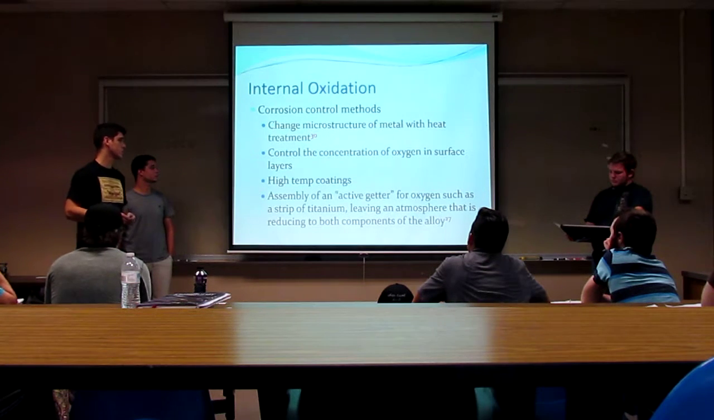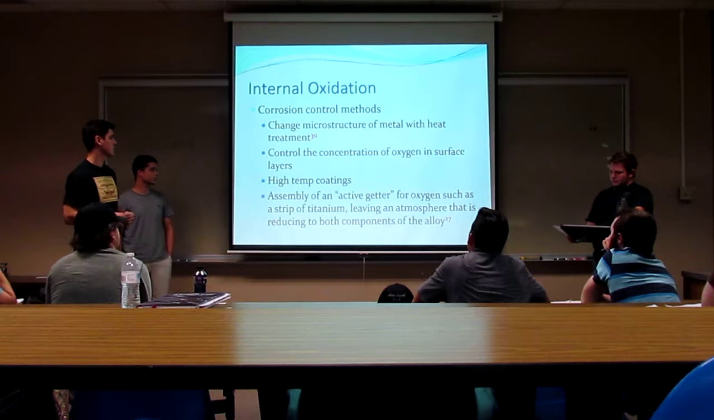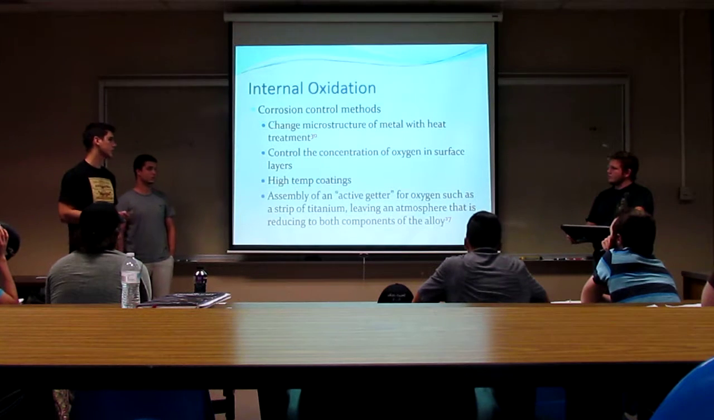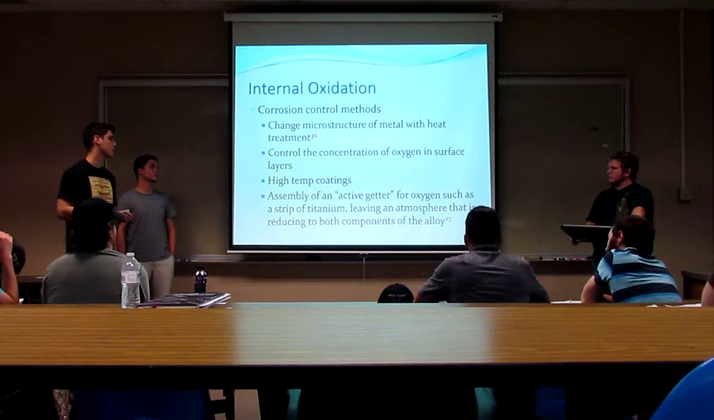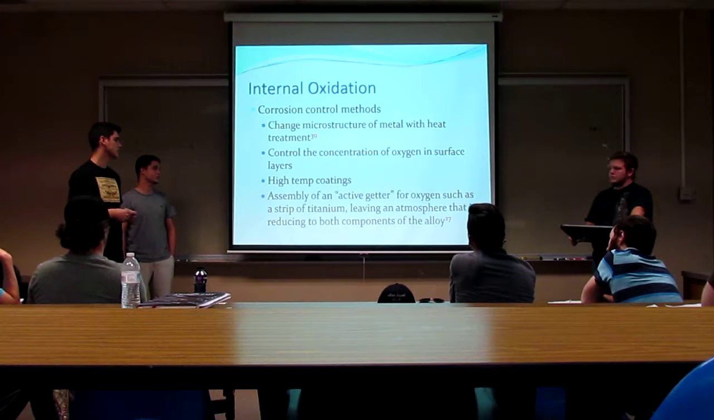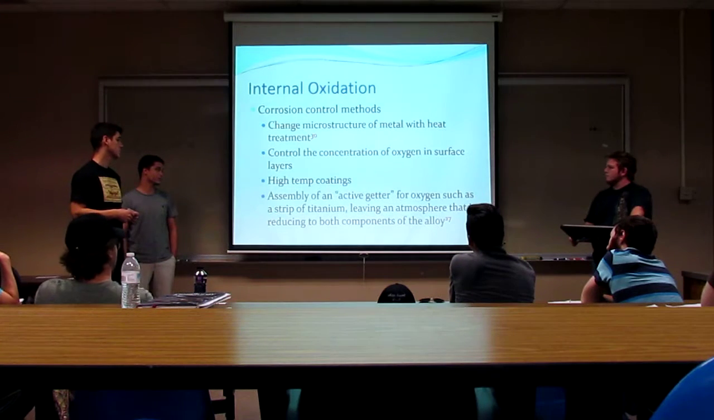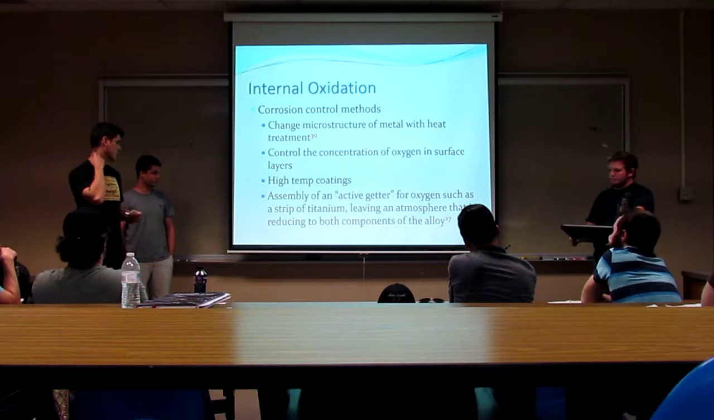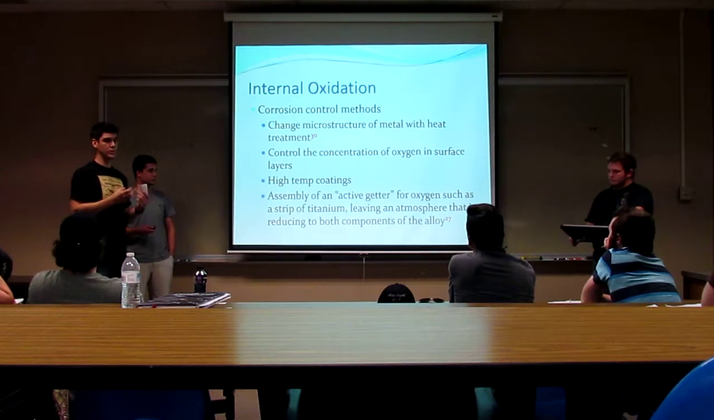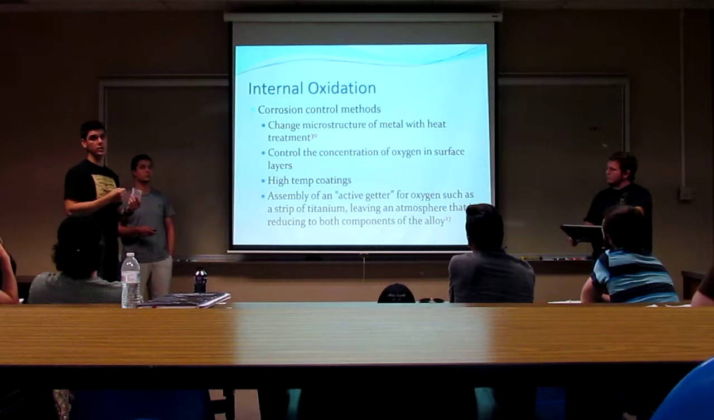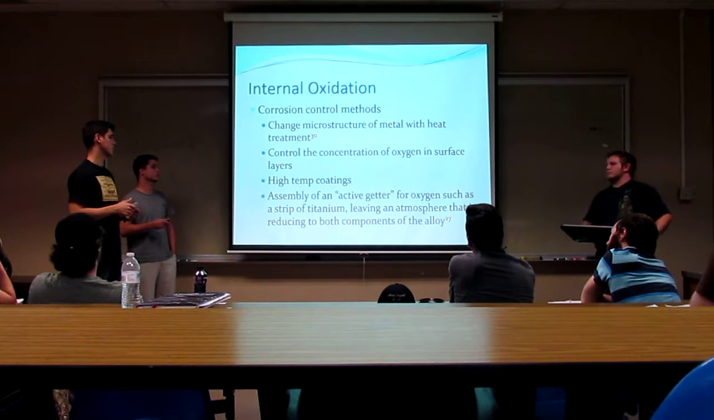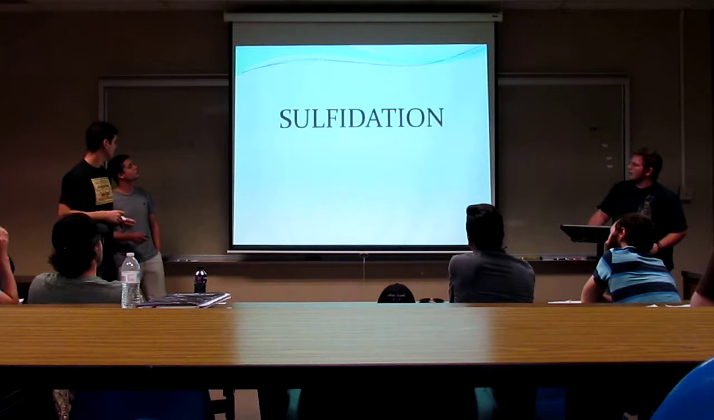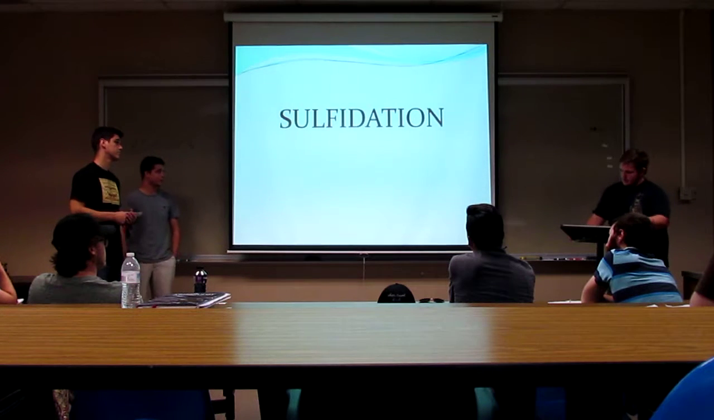high temp coatings, or assembling, and this was in the Black Bible, they assembled an active getter for oxygen, such as a strip of titanium, leaving an atmosphere that is reducing to both components of the alloy. That's going to pretty much take the oxygen instead of the alloying components in that metal being oxidized. Next we're going to talk about sulfidation.